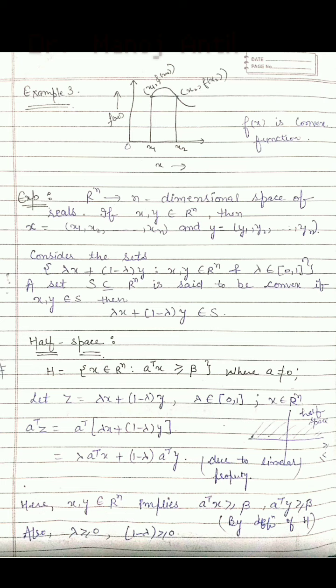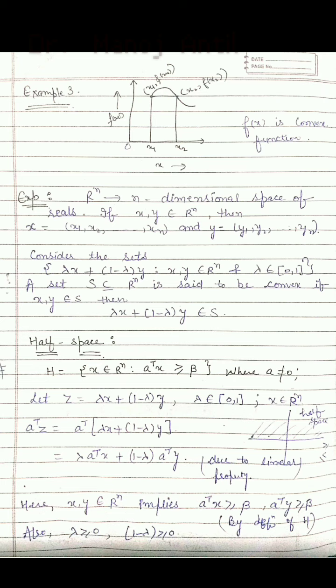Similarly, we can take, for example, Rn, the n-dimensional space of reals, or you say Euclidean space. You know very well that when we take 2 points x, y in this Rn, then we take n-tuples, x equal to (x1, x2, ..., xn) and y equal to (y1, y2, ..., yn).